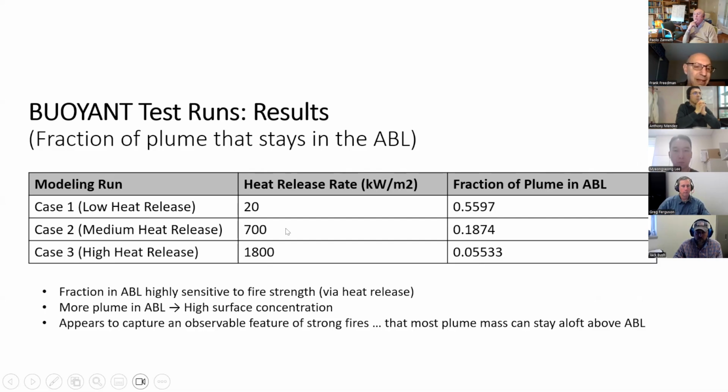So you see that knowing how to get the heat release rate from the fire is key. What is the fire made of? What's the heat of combustion of the materials in the fire? How is the material stacked in the fire? Does it burn hot or does it burn cold? These are the key things to know in trying to do a practical application of a fire, because getting that right or wrong is going to make a big difference in how much of the plume stays in the boundary layer and how much will then hit the surface. So the fraction in the ABL is highly sensitive to fire strength.